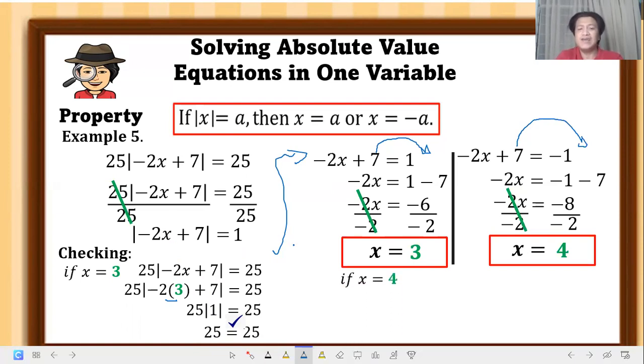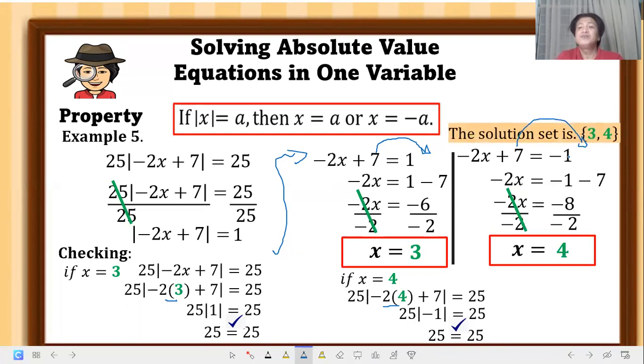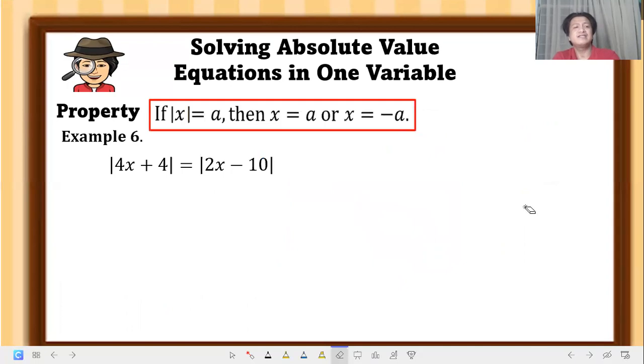Okay, doon sa pangalawa natin, if x naman is 4, substitute natin pa rin doon sa equation, yung 4. 4 times negative 2, negative 8 na yan, plus 7, that is equal to negative 1. Okay, take note, pag nilabas natin yung absolute value ni negative 1, positive 1 yon. Positive 1 times 25, kaya nga equal po sila doon sa 25, is equal to 25. We can say that the solution sets is 3 and 4 because it satisfies the equation, yung 3 and 4 na yan. Ang tawag dyan, two solutions po tayo.